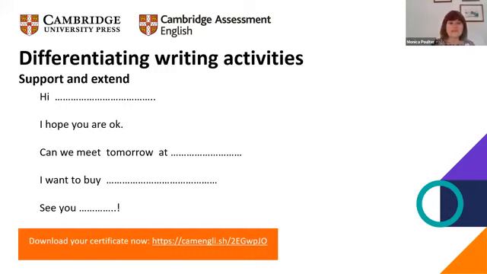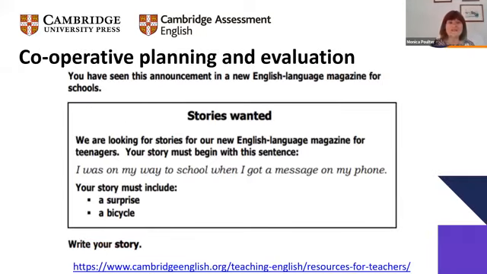At higher levels, you're going to have a more challenging task. And again, we've got the problem that using class time for writing might not be the best use of class time. So how could you make a task like this more interactive? So in this task, you've got to write a story. The task is to write a story for a magazine. You're on your way to school and you get a message on your phone. You've got to write a story, and the story must include a surprise and a bicycle. How could you make that task more interactive?